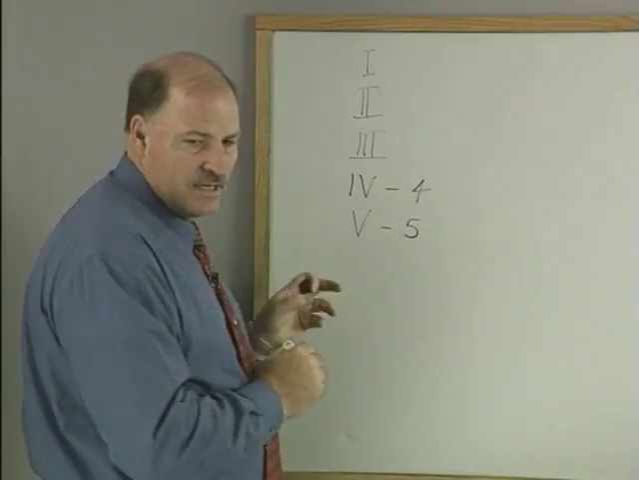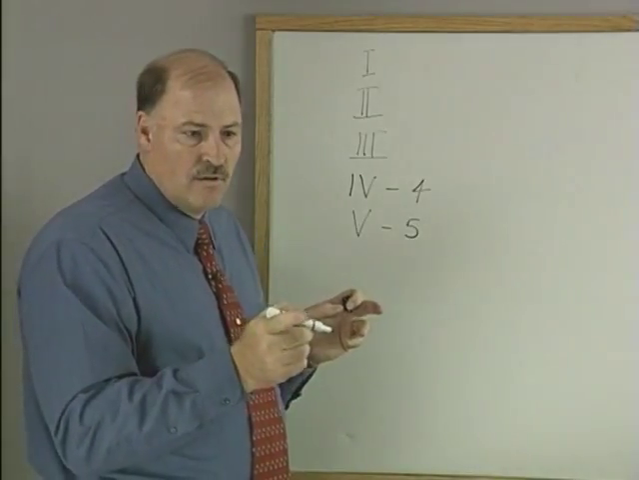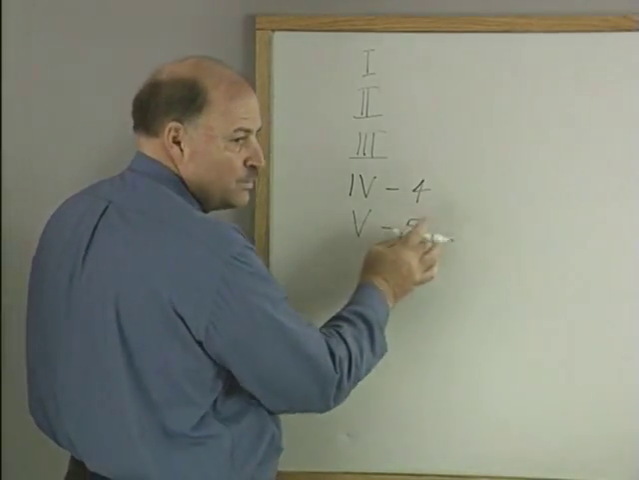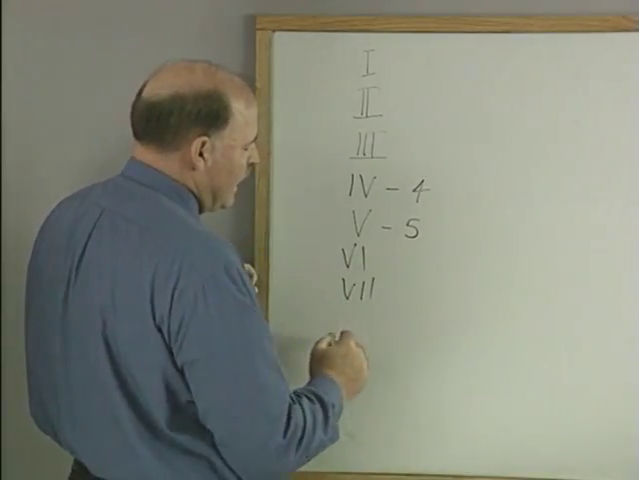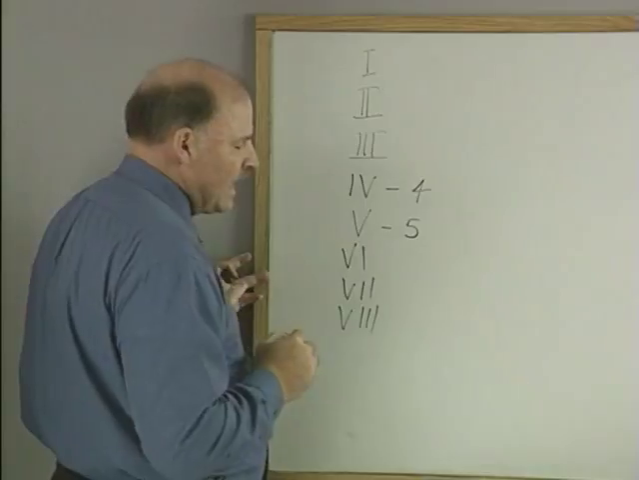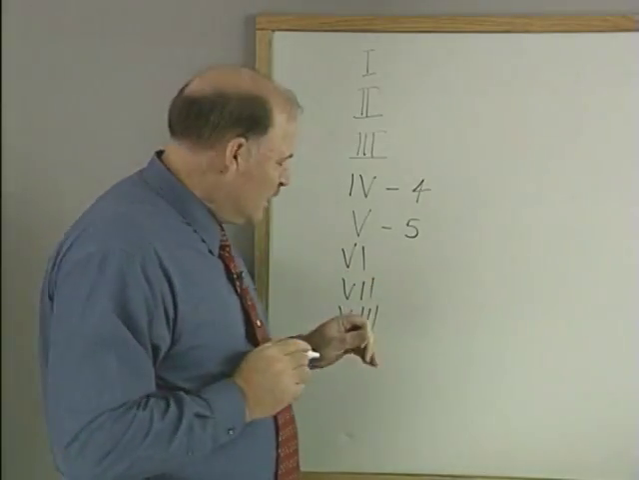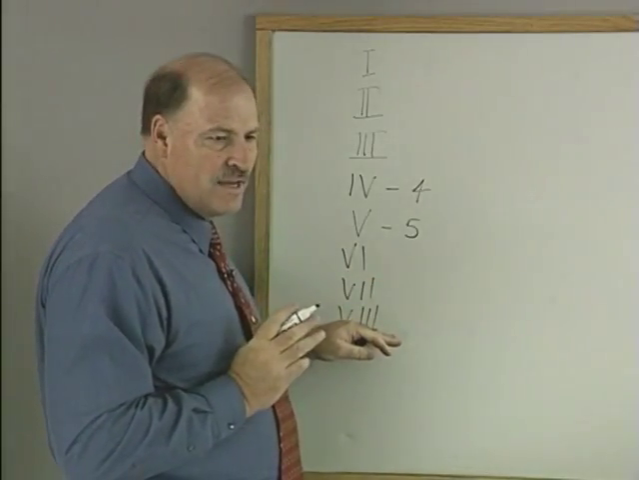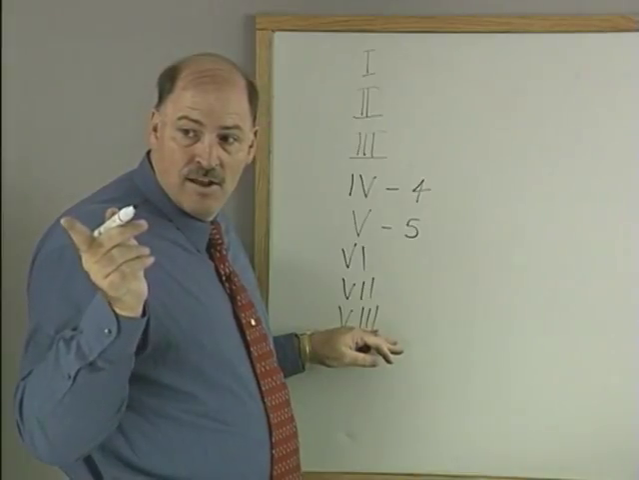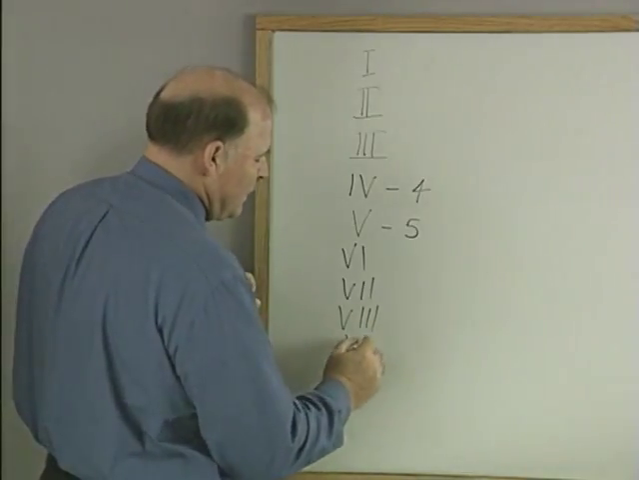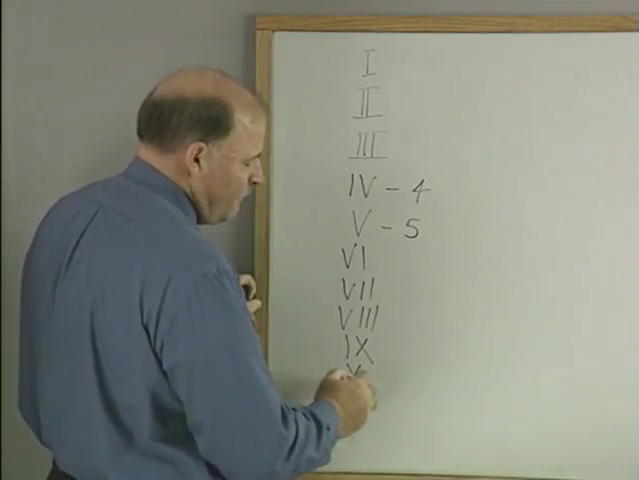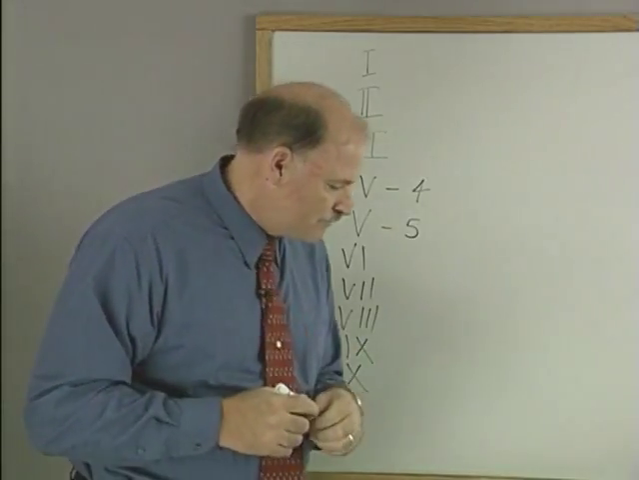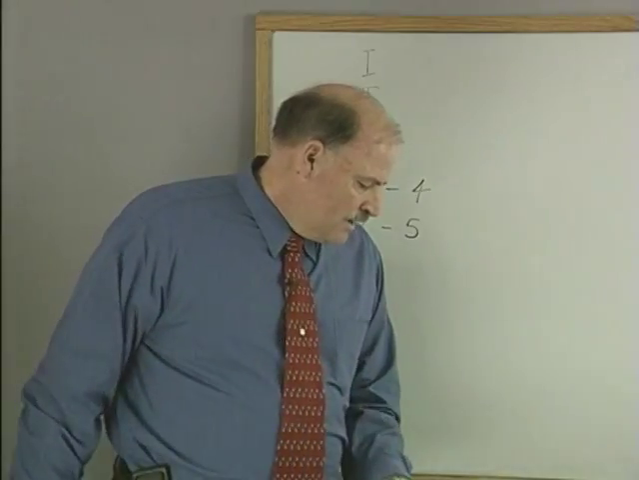How are we going to show 6? VI. Take the 5 plus 1, so it'll be VI. 7 VII. 8 VIII. Now we're getting tricky again, because we can't use any more I's. I can use 3. IX, right, because that's 10 minus 1. If it's in the back, it's minus, and there's 10. Good. You guys are whizzes. Okay?